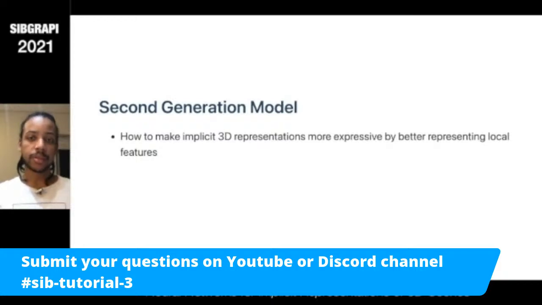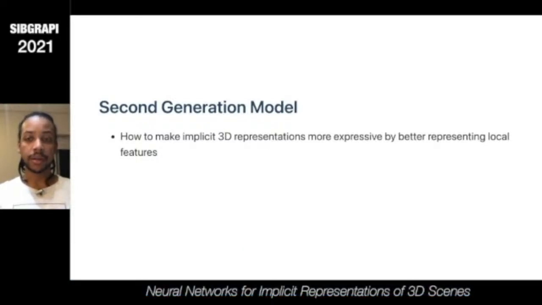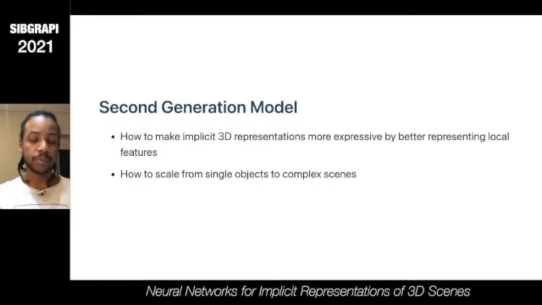So implicit representations have many advantages as they are continuous functions and therefore can be used to represent models in arbitrary resolutions, and also have a low memory footprint. If you encode an implicit function in a neural network, all you have to store are the weights of the network. The first generation of models showed us that we can represent single objects and simple geometries using a neural network. But now the goal is to scale this kind of representation to complex scenes with multiple objects.